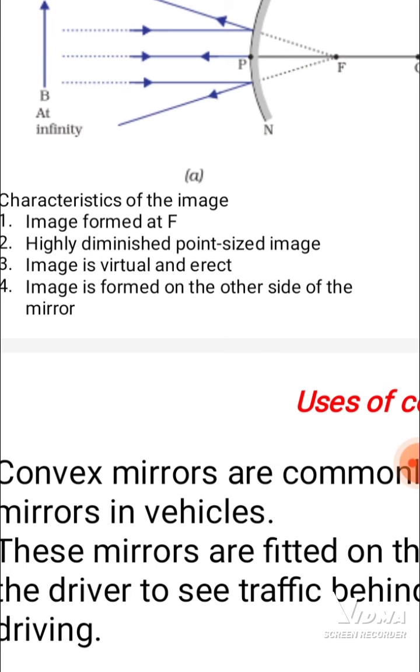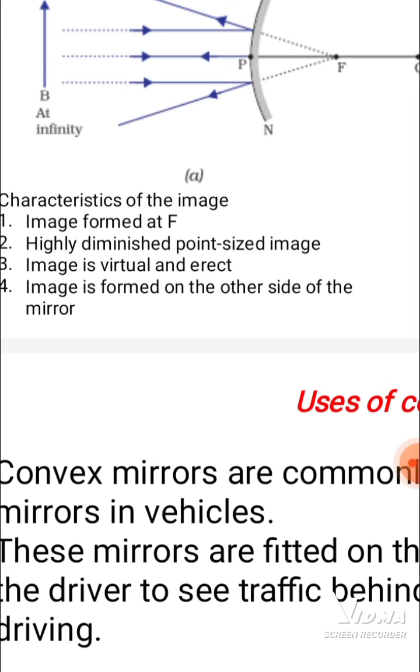Then when the object is at any point between infinity and the pole, the characteristics of the image formed include the following. Number one, the image is formed between P and F. Then the image is diminished in size, that means it is smaller than the object.